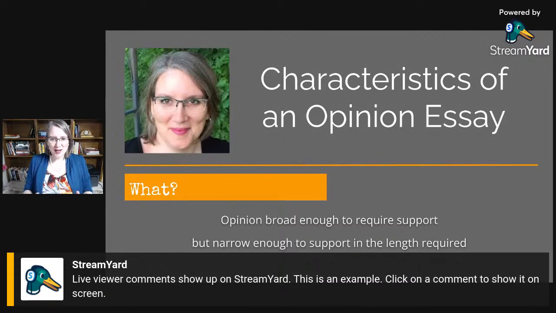Okay, so today we're talking about this characteristic of an opinion essay where the opinion is broad enough to require support, but narrow enough to support the length that's required. So we don't want it to be too long. We don't want it to be too short. We want it to be just right, kind of like that story of the three bears. And the porridge was too hot and too cold and just right. So we're trying to find the breadth of the topic that is just right for the length that you are writing.